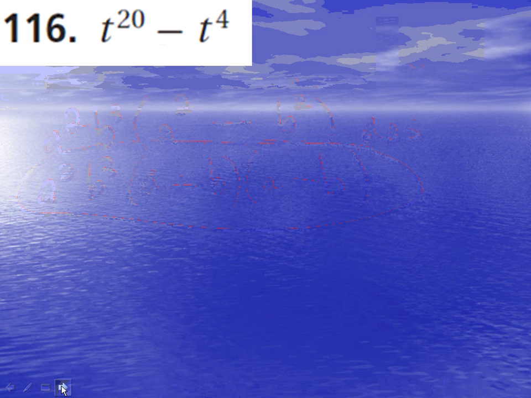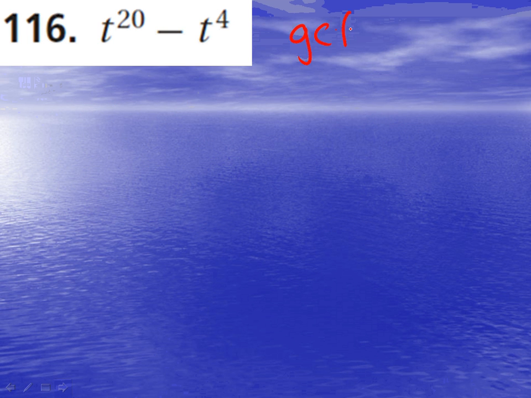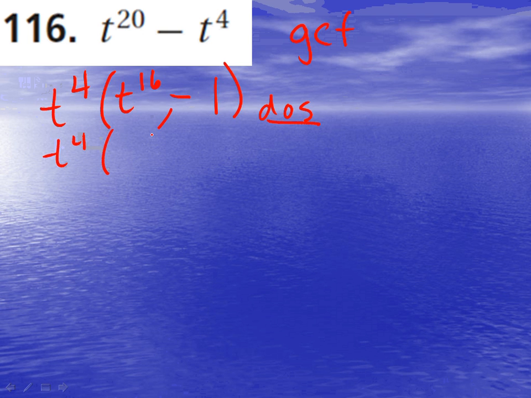116. This one is that awesome problem I was telling you about today. The first thing I always need to try is GCF. They both have t to the fourth. When I take out t to the fourth, I'm left with 16 and then minus 1. This is a difference of 2 squares. Leave the t to the fourth and break this into 2 parts. T to the 8th plus 1 and t to the 8th minus 1.